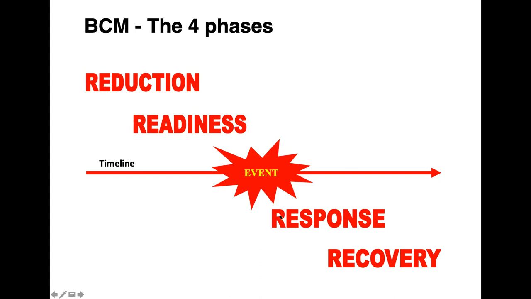1, 2, 3, 4 R's. I don't know what the words would be in Vietnamese, but you could use slightly different words. What they mean is, the first point is to reduce the vulnerability, reduce the level of risk on a business. The second is to be ready for when something happens, be prepared. Then it happens, whatever it is, and you have in place a response plan. You know how you're going to respond to a certain type of event.